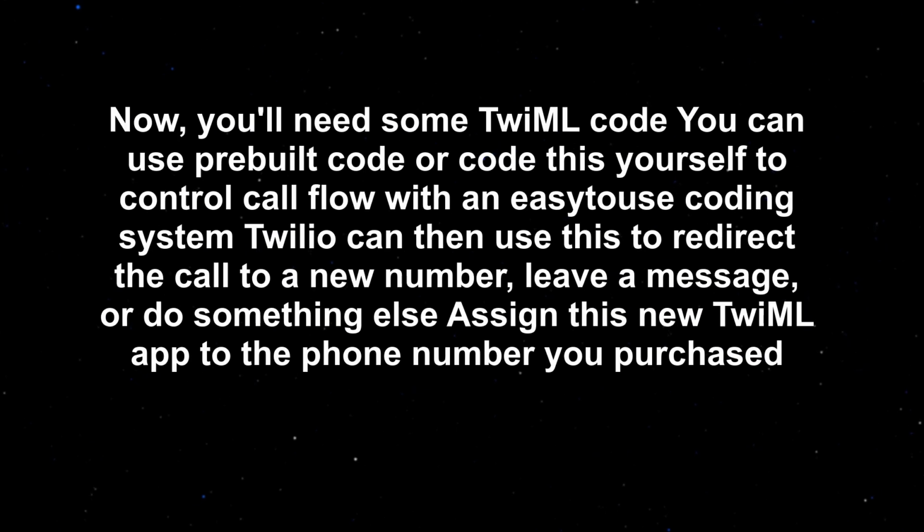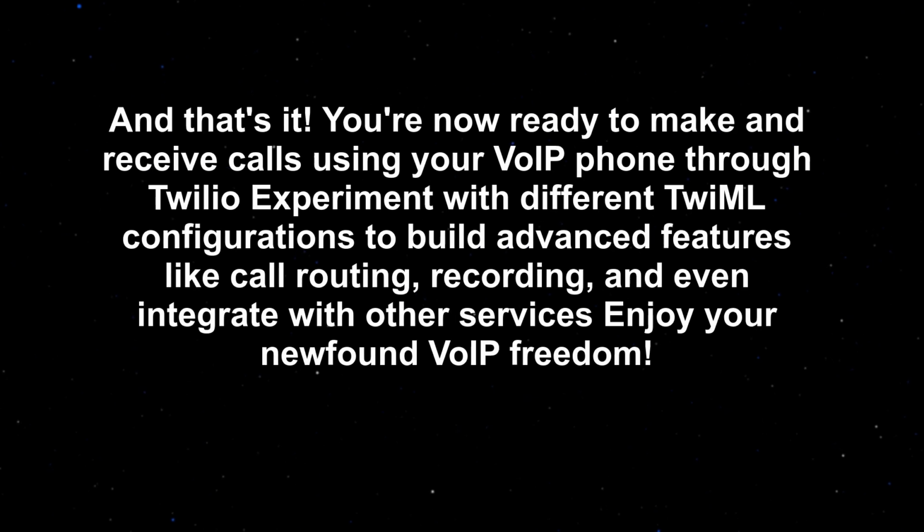Now, you'll need some TwiML code. You can use pre-built code or code this yourself to control call flow with an easy tag-based coding system. Twilio can then use this to redirect the call to a new number, leave a message, or do something else. Assign this new TwiML app to the phone number you purchased. And that's it. You're now ready to make and receive calls using your VoIP phone through Twilio.